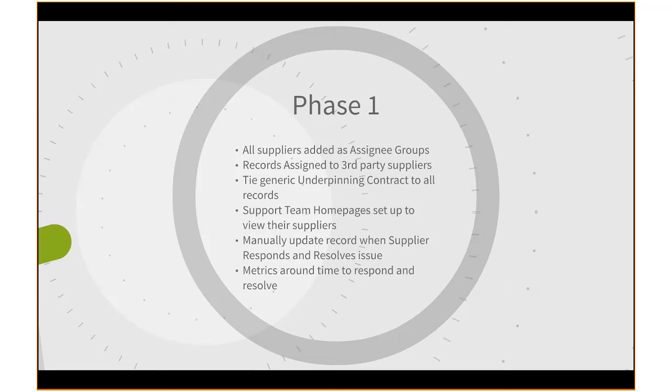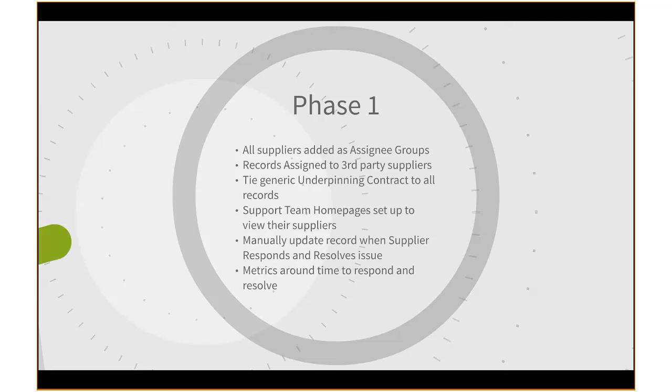involves adding all suppliers as assignee groups to our service management tool. So all of those suppliers that the second line and first line support teams deal with will be added as assignee groups in Marvel. The records will then be assigned to the relevant third-party supplier. So at the time that you engage with the third-party supplier, you actually assign the record to that given assignee group. In the first phase, we're going to tie all of those suppliers to a generic underpinning contract.